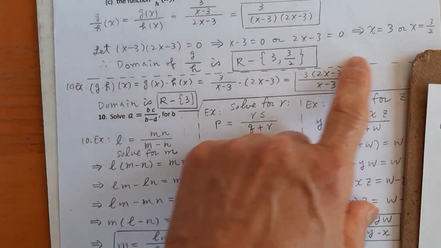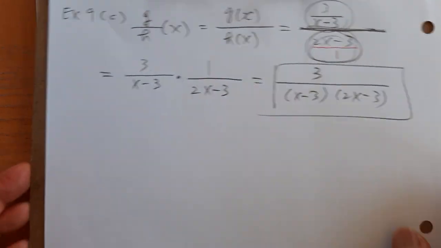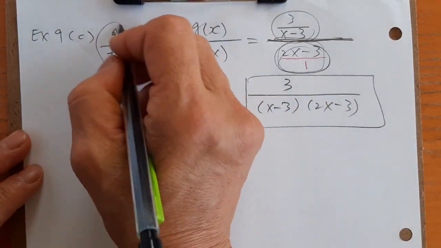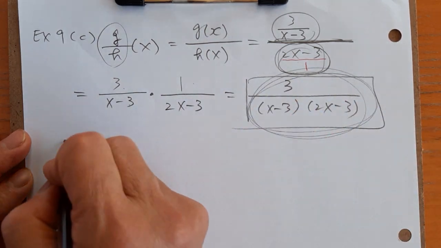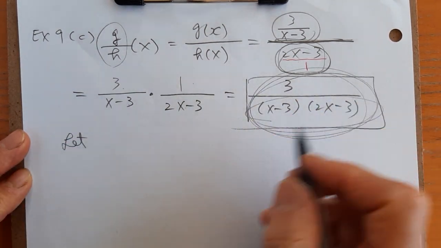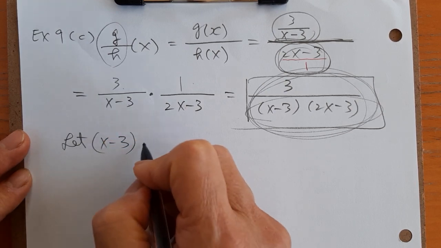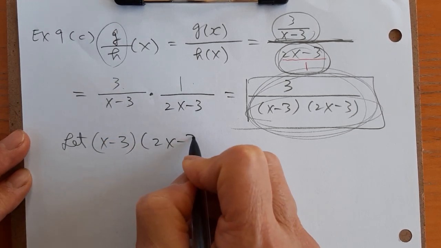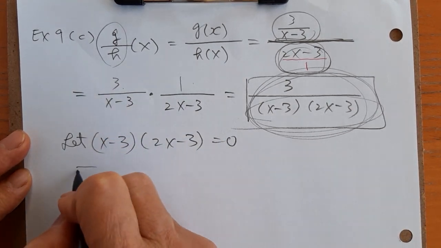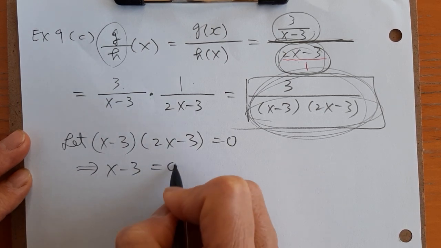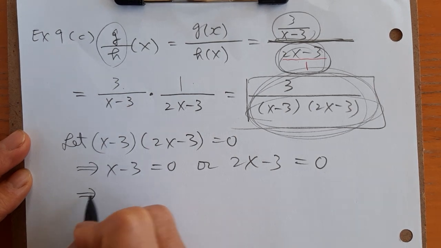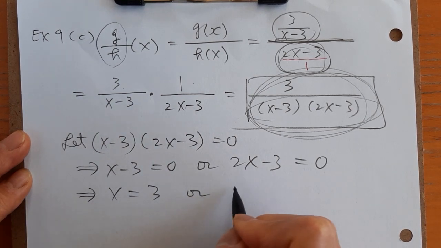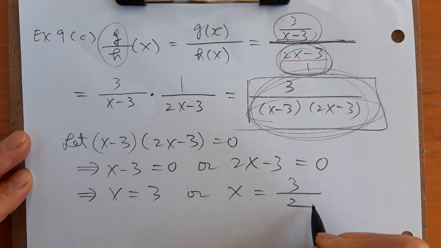And ask you what is the domain of this function g over h. So you let this denominator equal 0. (x - 3)(2x - 3) = 0. Then you get x - 3 = 0 or 2x - 3 = 0. Solve for x: x = 3 or x = 3/2.